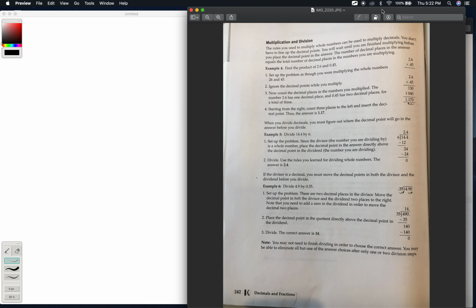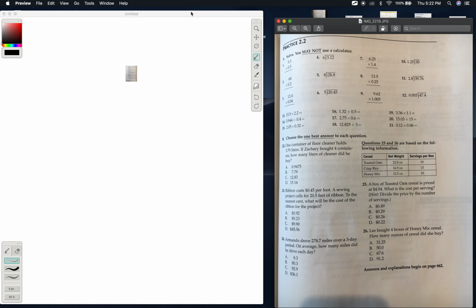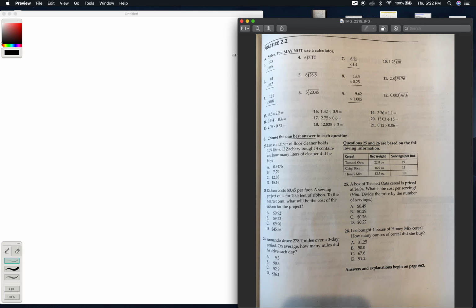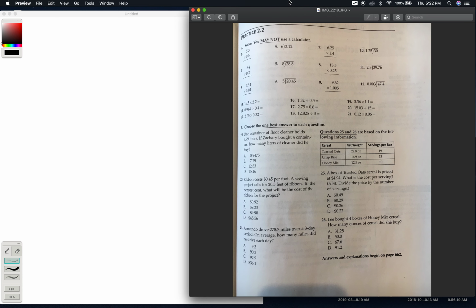Okay, there goes page one. So this is where we practice what we just learned. Page two.